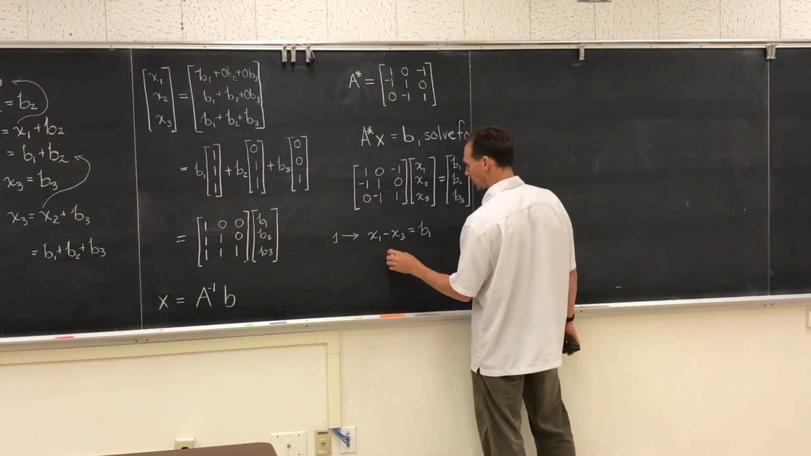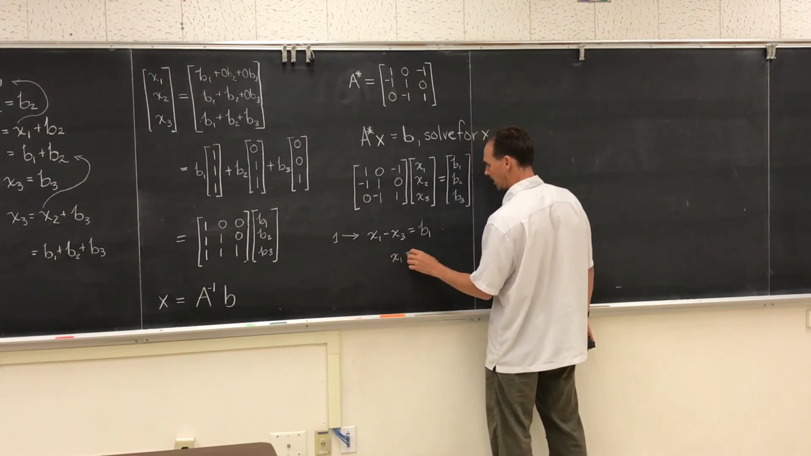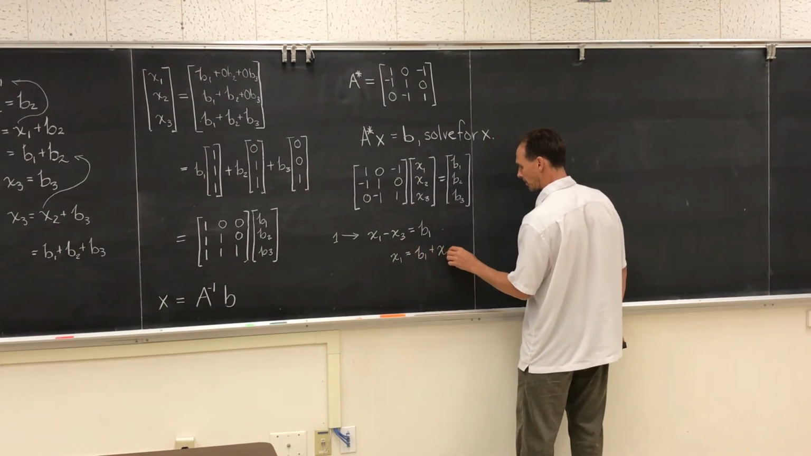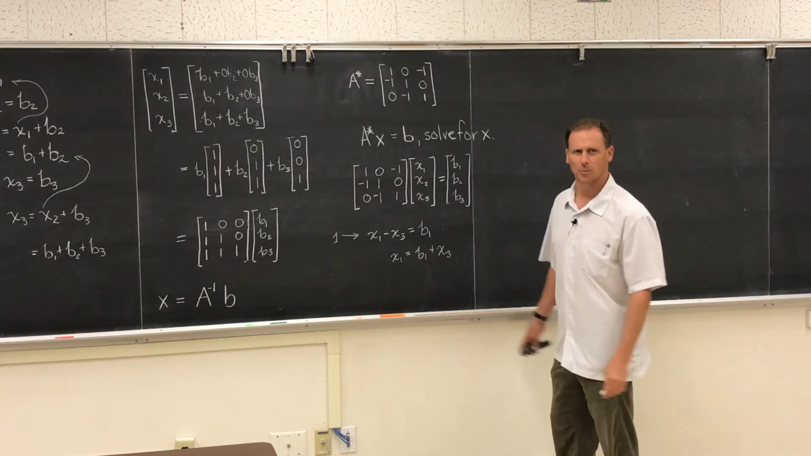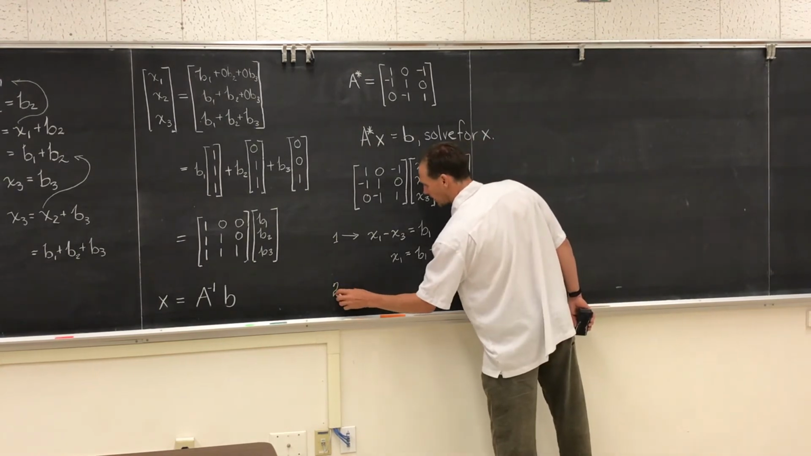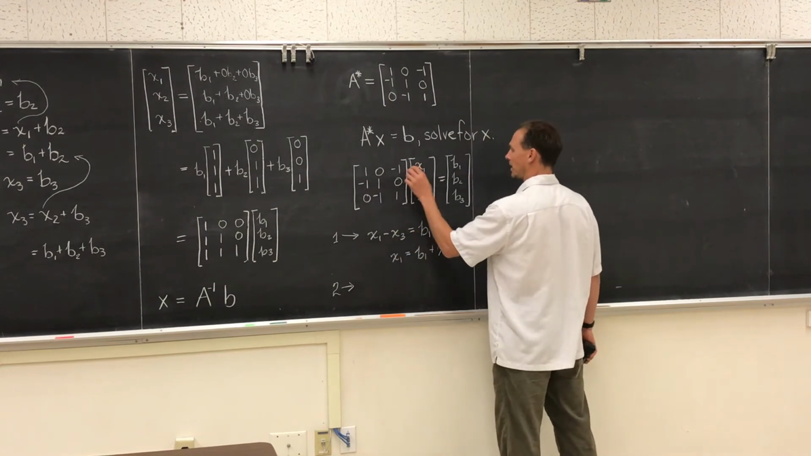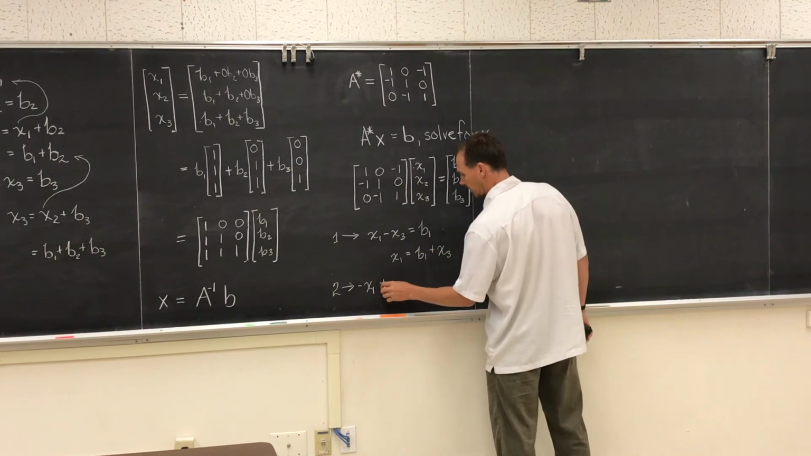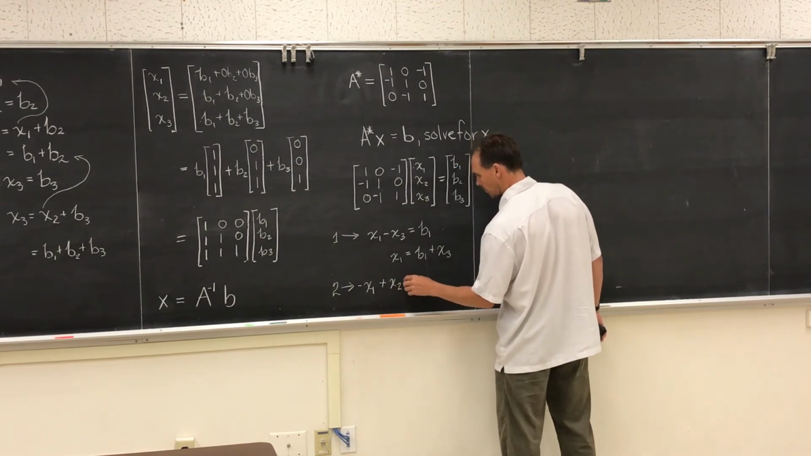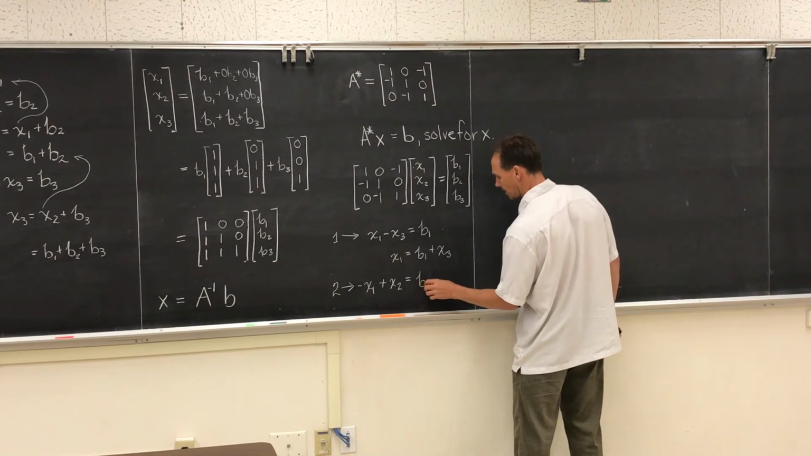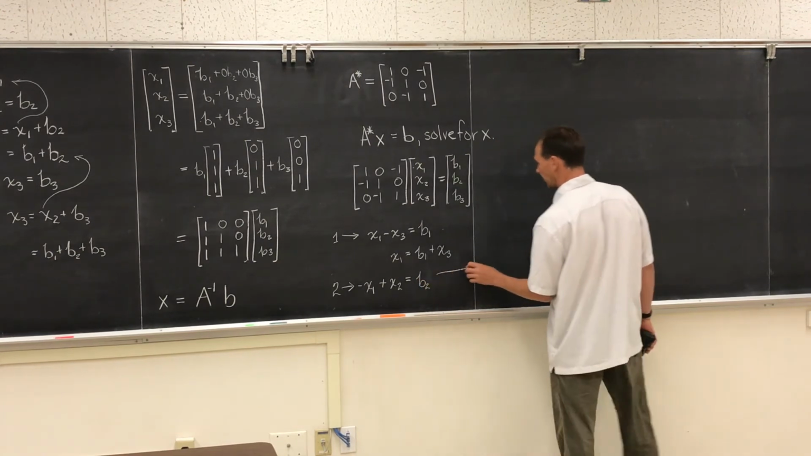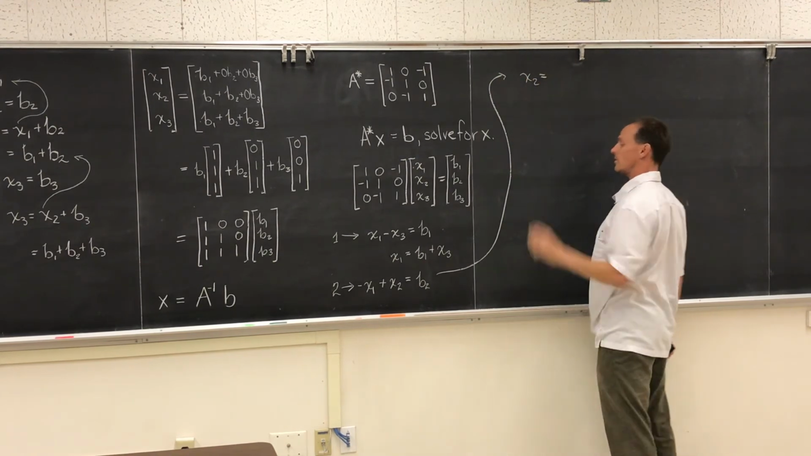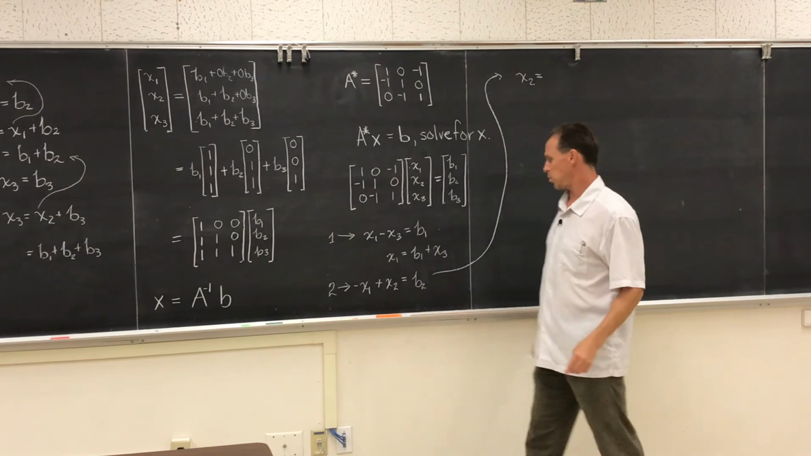Okay. Let's solve that. Let's say, in other words, that x1 is b1 plus x3. Not sure if that helps us. The second element is going to be a minus x1 plus an x2. And that's going to be b2. So what this is going to give me is that x2 is x1 plus b2.